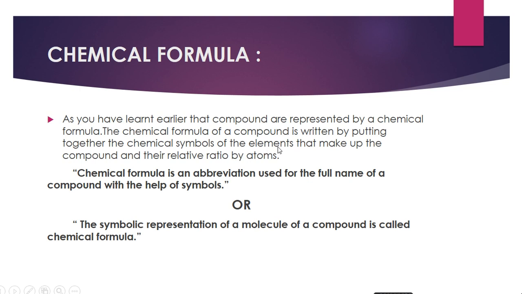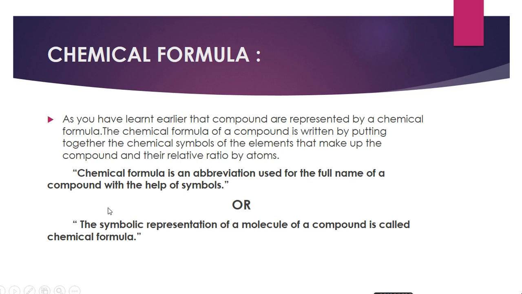Means whichever elements combine to form that compound, we have to put symbols of that element and their relative ratio by atoms. For example, water, H2O. So elements are hydrogen and oxygen, and if you check the ratio, that is 2:1. Hydrogen to oxygen ratio is 2:1, means 2 atoms of hydrogen and 1 atom of oxygen. Chemical formula is an abbreviation used for the full name of a compound with the help of symbols. Means that is the abbreviation instead of using the full name.